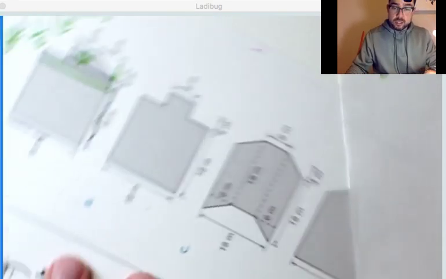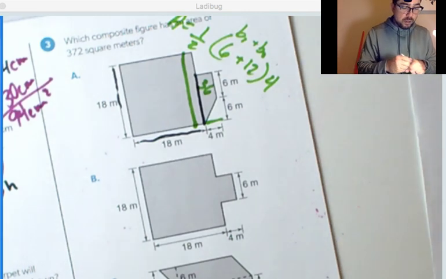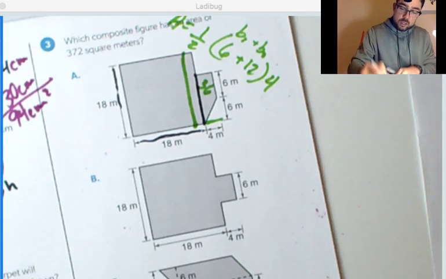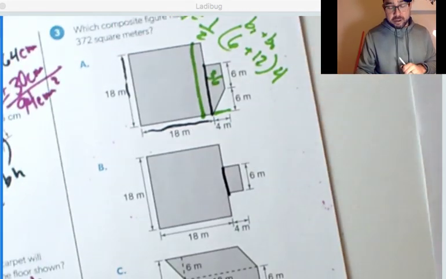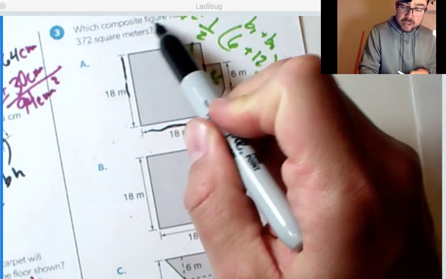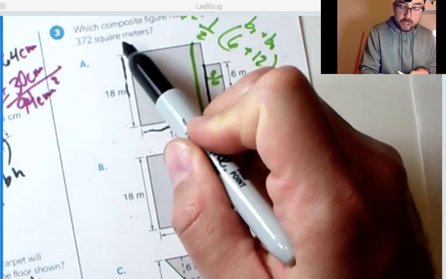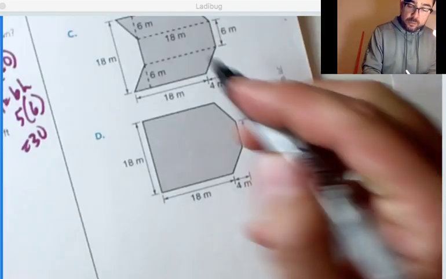The next one's pretty straightforward. You have a rectangle and a square to find the area of, right? This question asks which composite figure has an area of 372. So you have to go through each one of them to find out which one has an area of 372 square meters.